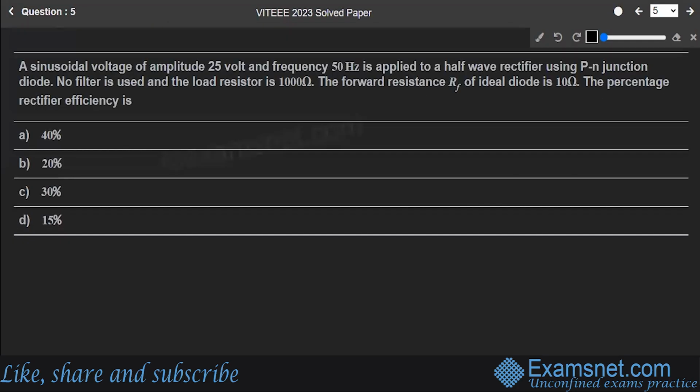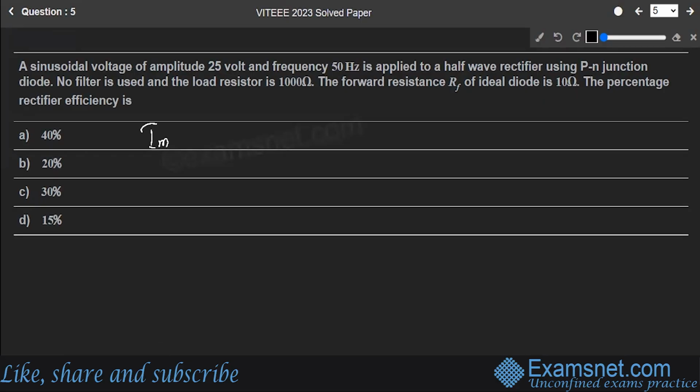Question number 5. A sinusoidal voltage of amplitude 25 volts, frequency 50 hertz is applied to a half-wave rectifier using a PN junction diode. No filter is used and the load resistor is 1000 ohm. The forward resistance RF of the ideal diode is 10 ohm. The percentage rectifier efficiency is.